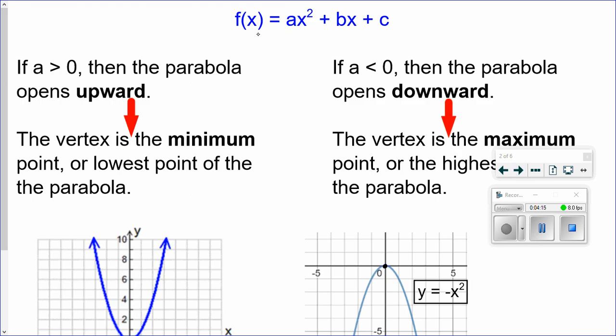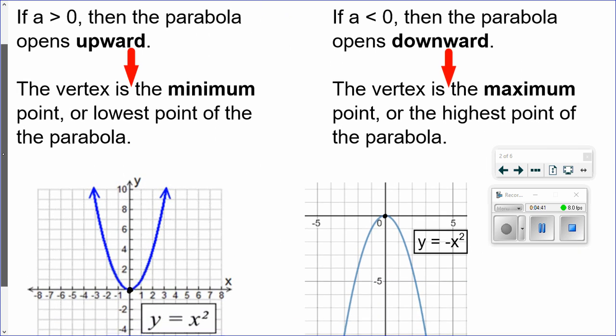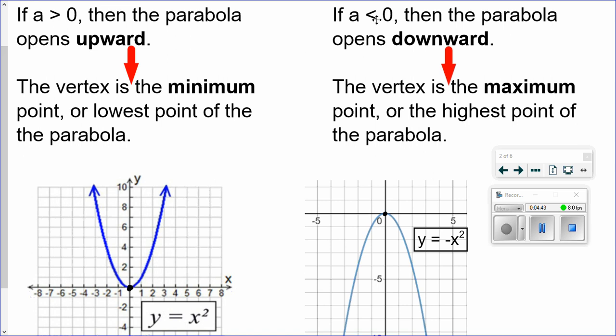So here's our quadratic function in standard form. F of x equals ax squared plus bx plus c. Again, the only requirement is that a cannot be equal to 0. So you don't need the bx or the c, but you have to have the x squared there. So this is really important. If the a value is greater than 0, meaning if the a value is positive, then the parabola opens upward. If the a value is less than 0, meaning it's negative, then the parabola opens downward.